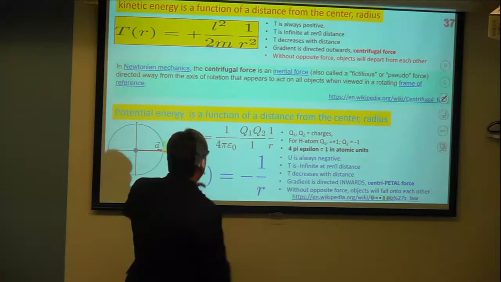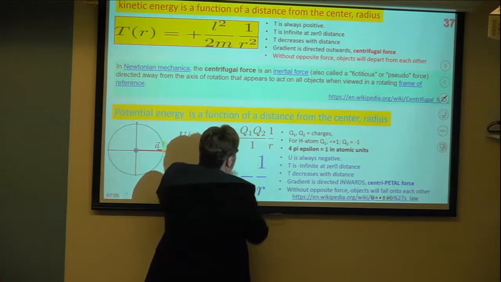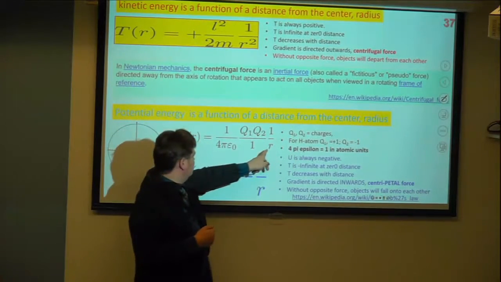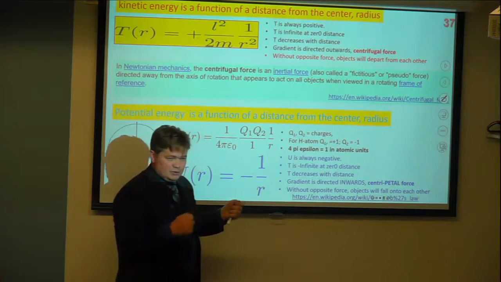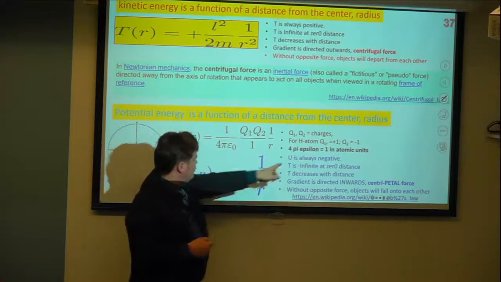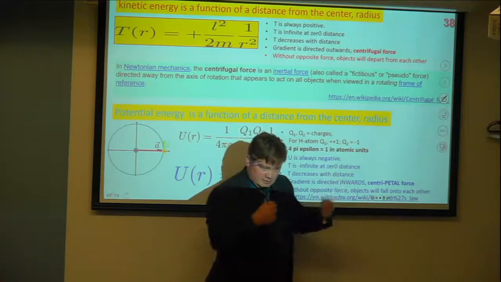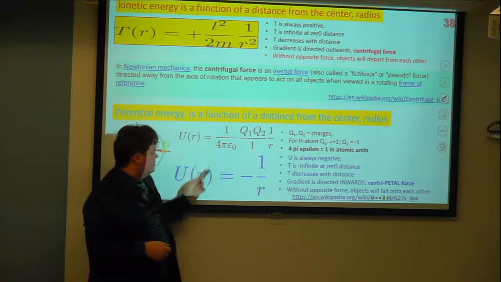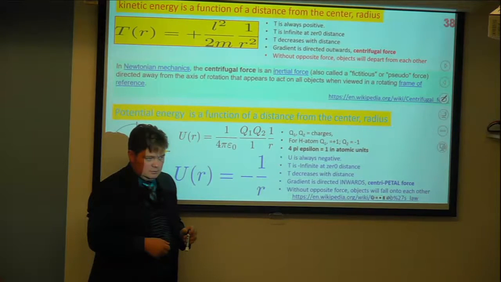So if the charges are the same, it repels. If they are opposite, one positive, one negative, they attract. And it is proportional to the inverse of the distance between charges. So for hydrogen atom, proton +1, electron -1 attract. And in atomic units, all the constants become 1. So it is just -1/r. Make sense?